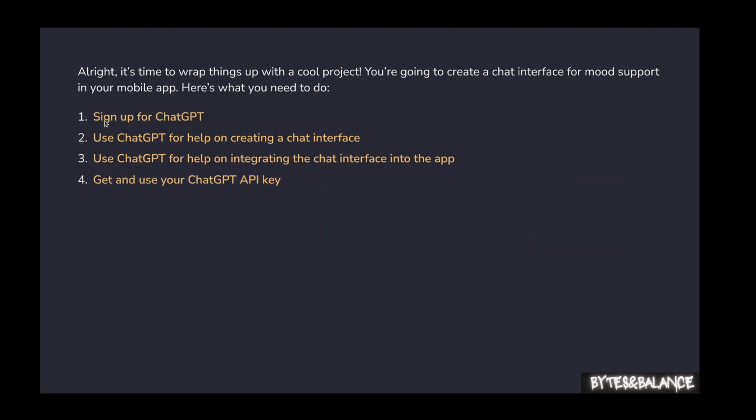So in this chapter, what you're going to create is a chat interface for mood support. And in order to do that, you need to sign up to ChatGPT or any other GenAI tools and get it to help you create the chat interface and integrate it into the application. And don't forget, to use ChatGPT, you need to get the API key.